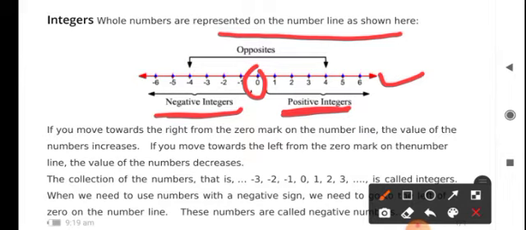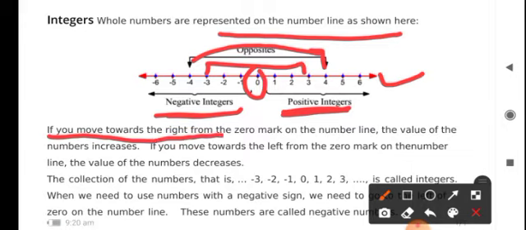0 is the midpoint, so 0 is not negative and 0 is not positive. You have to remember this also. 0 is neither negative nor positive. 0 is a 0. Now -4 and 4 are opposite to each other. And -3 and +3 are opposite values.